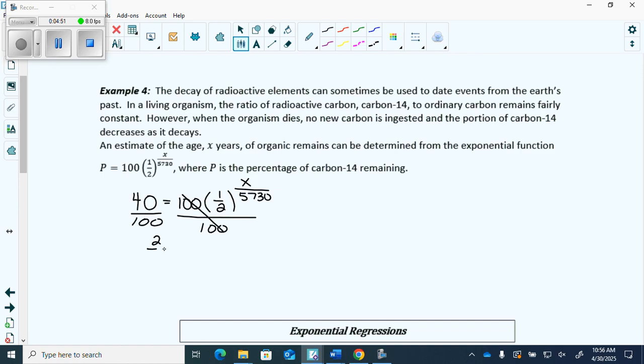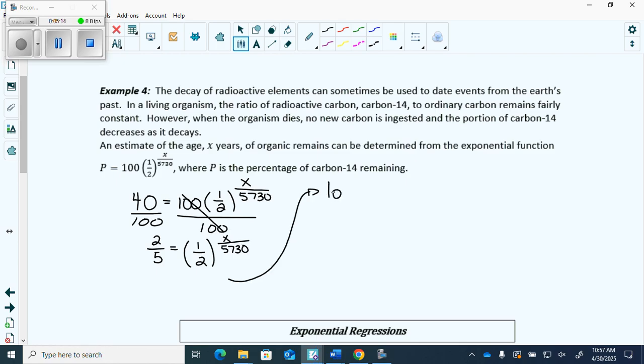We get 2/5 equals 1/2 to the x over 5,730. All right, what do we do? Convert it to a log. It's the only way we can get the exponent to come down.